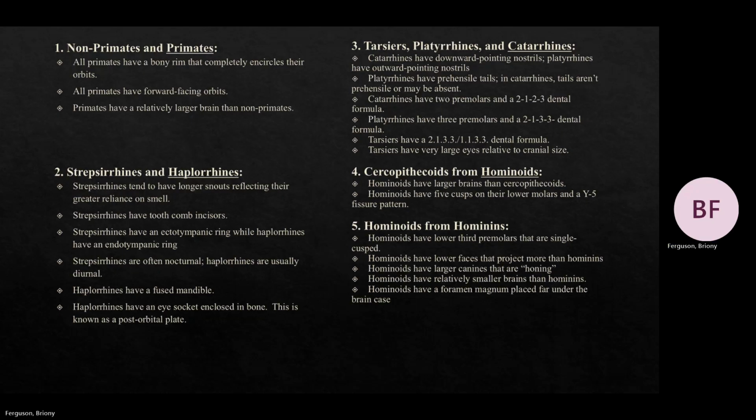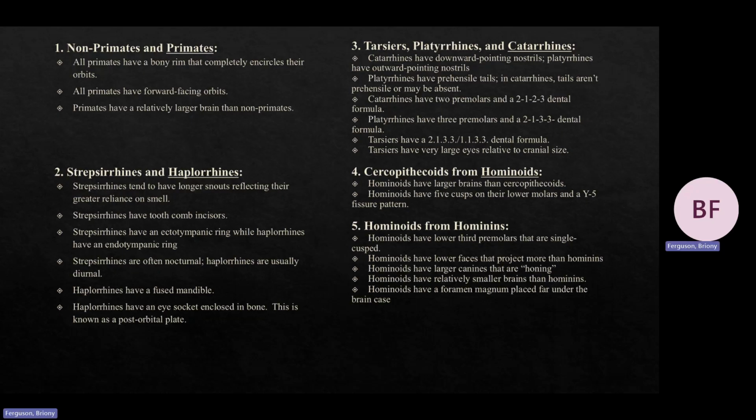By the way, humans typically have a Y5 fissure pattern, but there are actually a couple different fissure patterns that humans typically have. Y5 is just one of the most common.